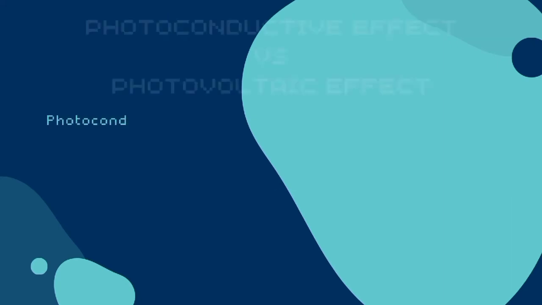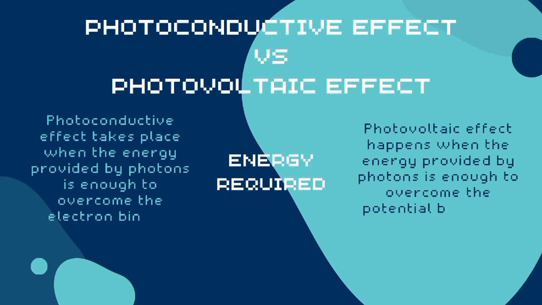And the last one is energy required. The photoconductive effect takes place when the energy provided by the photons is enough to overcome the electron binding energy, while the photovoltaic effect happens when the energy provided by photons is enough to overcome the potential barrier of excitation.